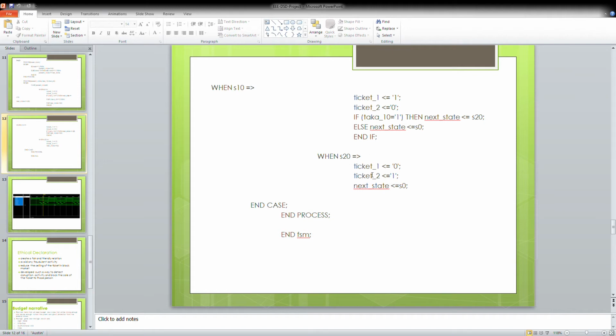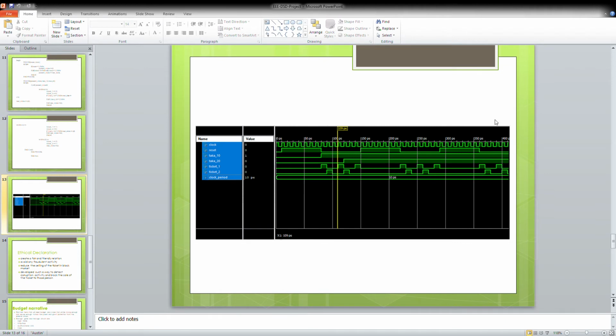When S equals 0, ticket 1 equals 0 and ticket 2 equals 1, the next state will be S equals 0, and it goes back to the initial state and begins the loop. This is our timing diagram.